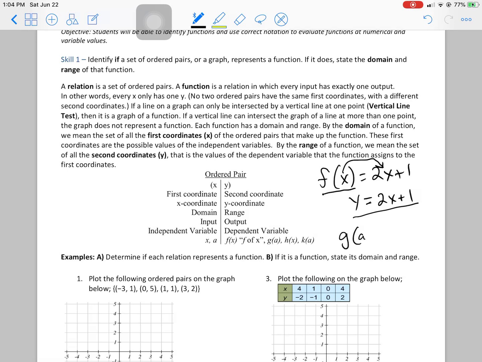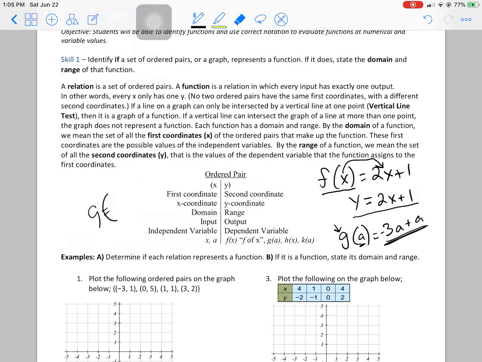Let's say g of a is negative 3a plus a. That's because the variable used here is an a, so we put it there, and then g is the name of that function. So if they say, okay, what if g of a is 3.